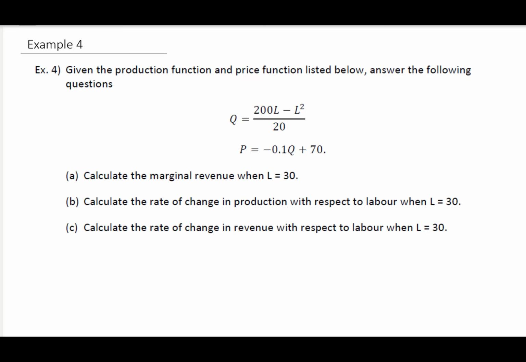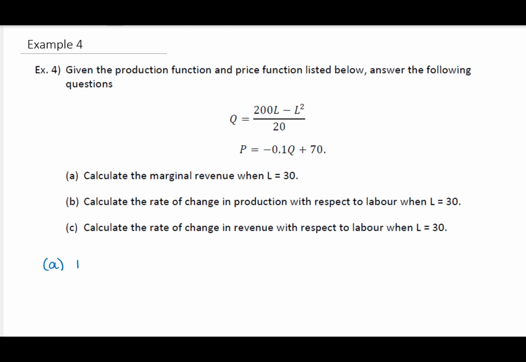Now we have example 4 from lecture 1. In here we've given the production function and price function. They're listed right here. So this would be our production function, and this would be our price function. And we're going to answer the following questions. Calculate the marginal revenue when labor L is equal to 30.